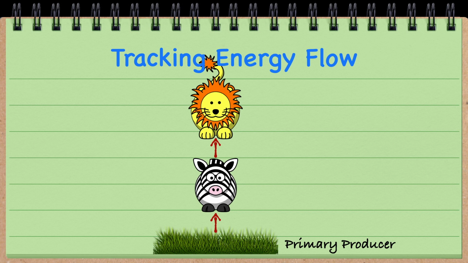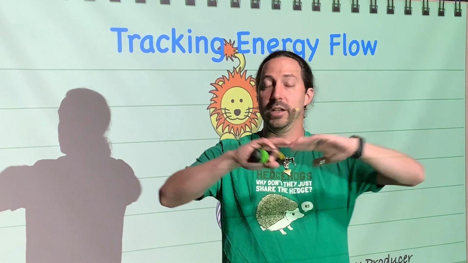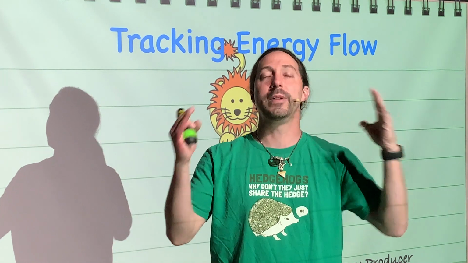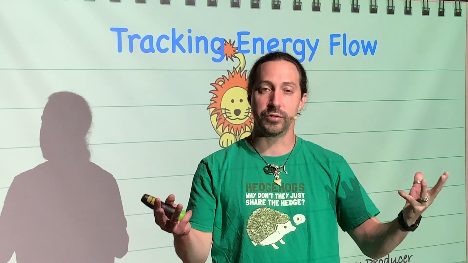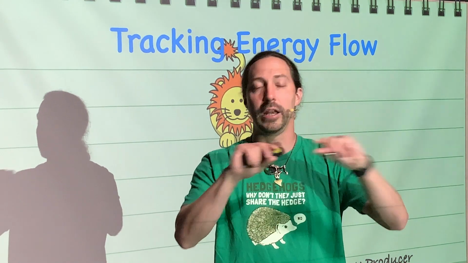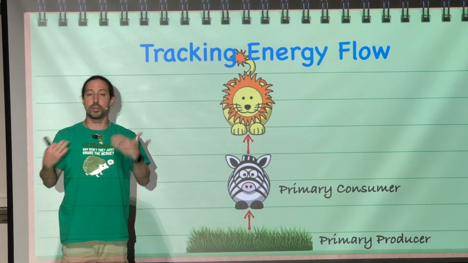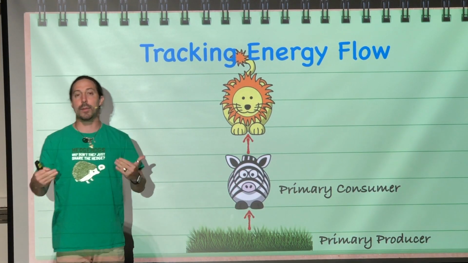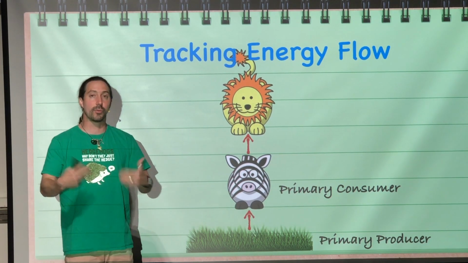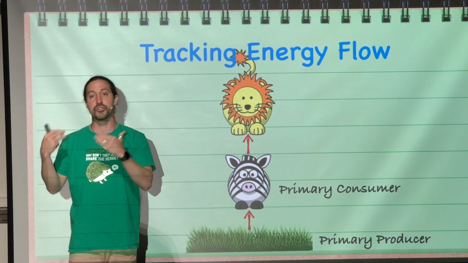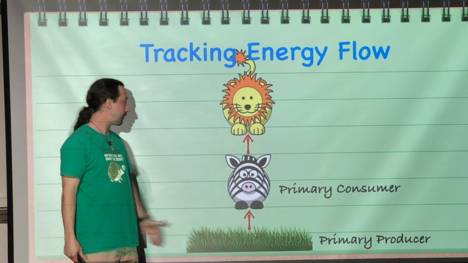The grass is referred to as a primary producer. I know it's the only level of producer, but we still call it the primary producer. It is the foundational level of our food chain. The zebra, that is the primary consumer. It eats the grass. It ate the primary producer. The primary consumer is always the thing that consumes the primary producer.